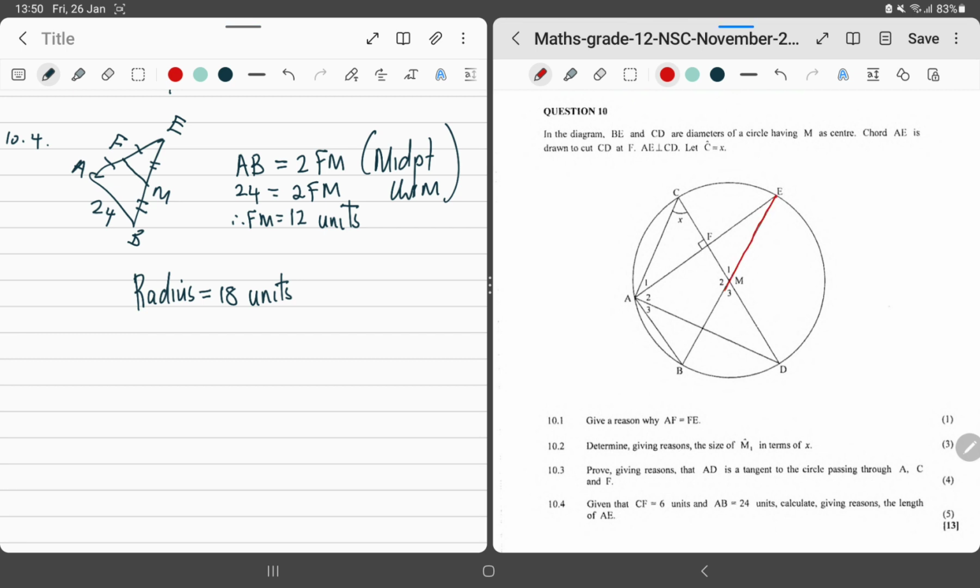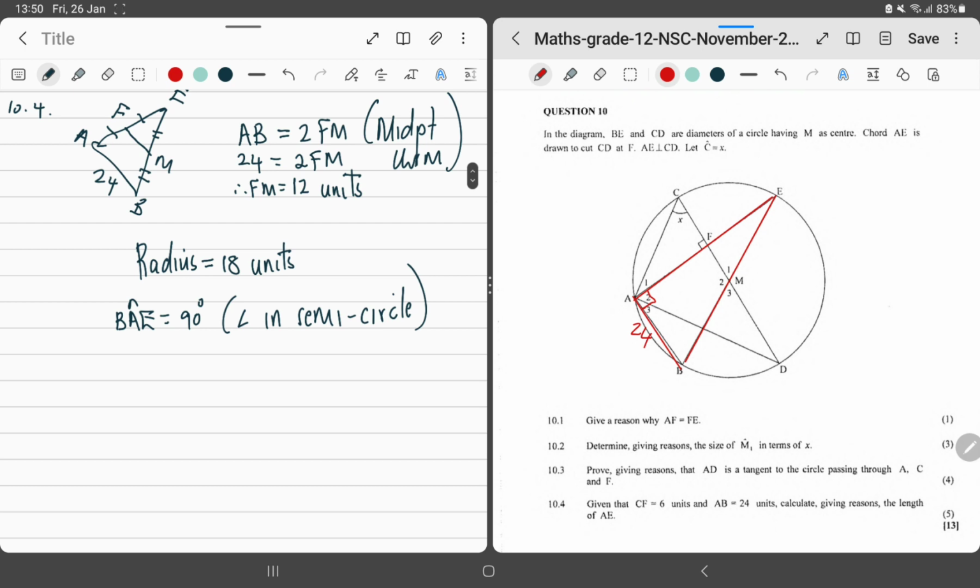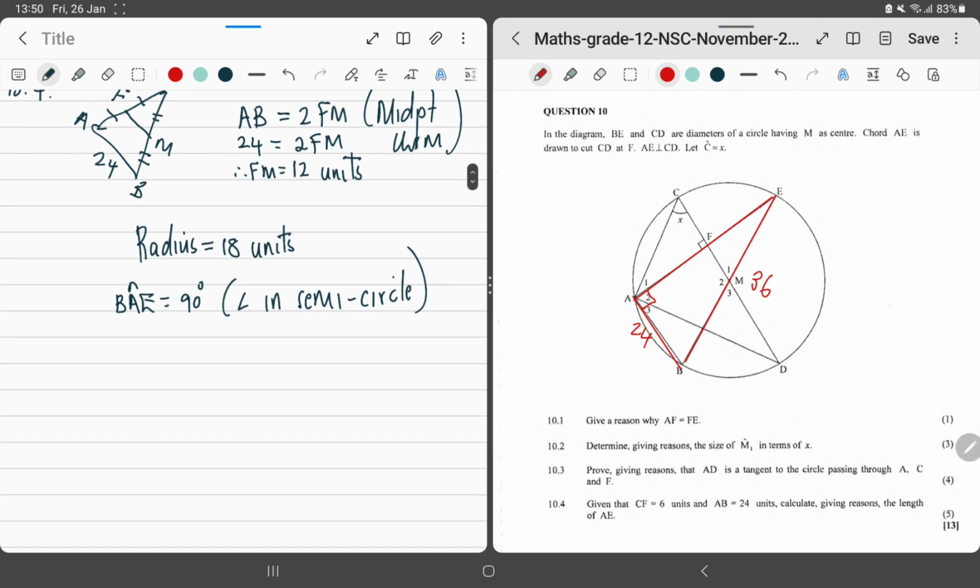Now I am going to focus on this. I have a 90 there. BAE is equal to 90 degrees, angle in a semicircle. I have a 24 there. And since MP is 18 and ME is 18 as well, BE should be equal to 36.